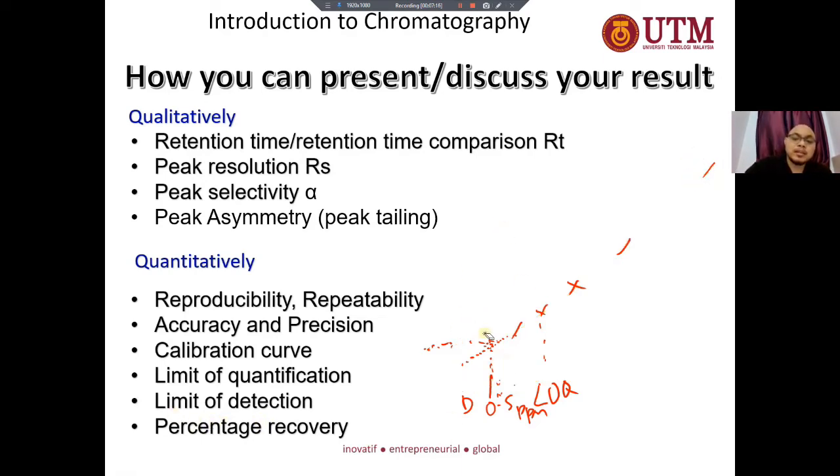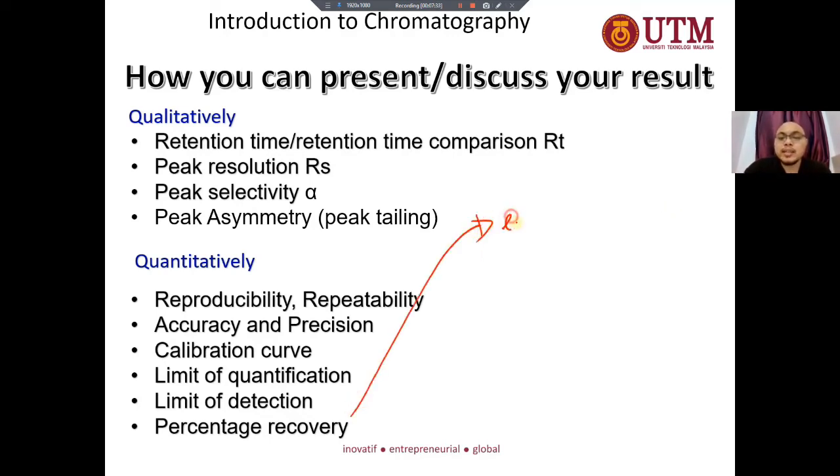Percentage recovery is the thing that you must provide in instrumentation analysis. What is percentage recovery? Percentage recovery is for the extraction process. For example, you have the analyte that you spike in the sample at 1 ppm, and then you try to extract. After the extraction, you run it through the instrument.